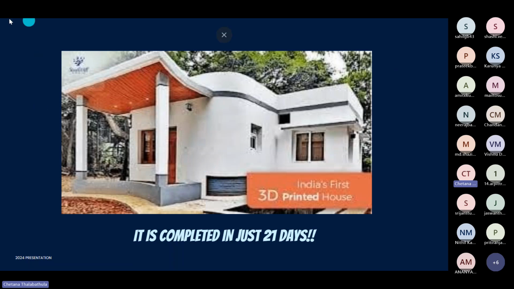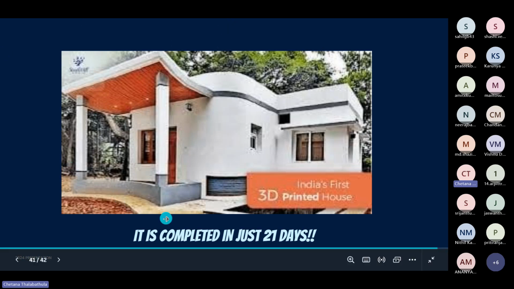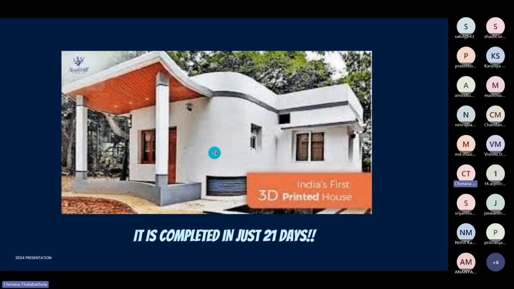Anyone? A rough estimate? 6 to 8 months. 6 to 8 months, or 1 year, 2 years, if the builder is neglecting printing and all. So this house is printed in just 21 days. It is personalized, and it is durable, it is strong, and everything. So that's the application of 3D printing.